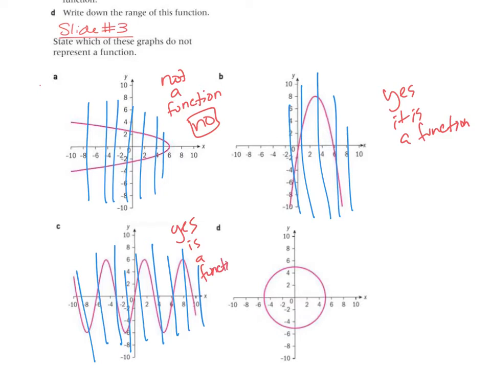Okay, and then letter D, a circle clearly is not a function. No, not a function, because it would not pass the vertical line test. Let's take, for example, 2. 2 has 2 different Y values associated with it. Okay, so if you have an X value that has more than one Y value associated with it, then it's not a function.